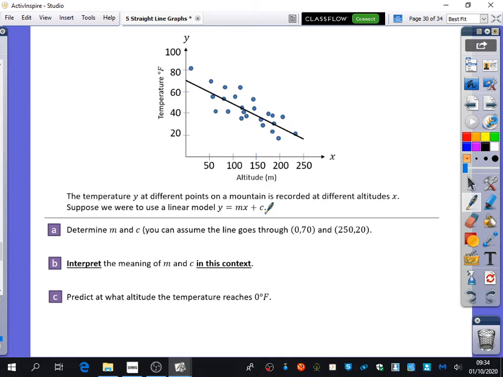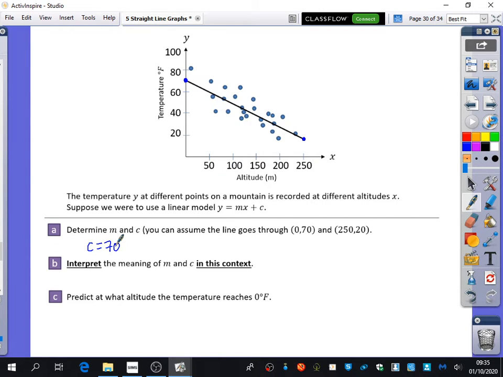Now we're going to try and determine, just by looking at the graph, some of the features of this linear model. In the next couple of examples we're going to do it more accurately. First of all, I want to determine what m and c are. I can assume that the line goes through (0, 70) and (250, 20), so the line seems to be going through this point here and this point here. If I wanted to find out what c is, that should be really easy. What is the c part? 70. c is just going to be 70, because that is the intercept where the line actually crosses.